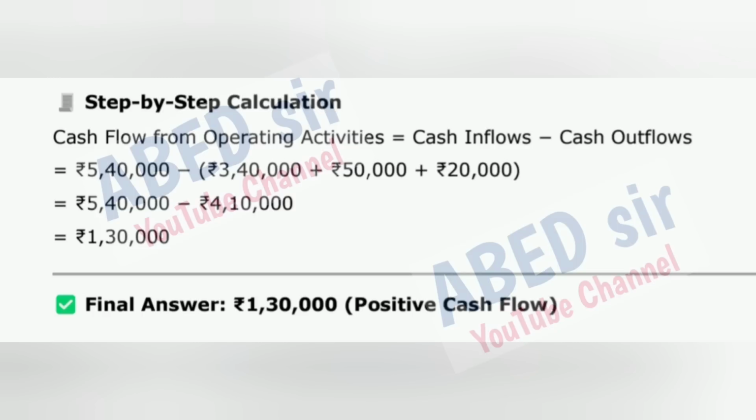Step-by-step calculation. Cash flow from operating activities is equal to cash inflows minus cash outflows. Is equal to 5,40,000 rupees minus 3,40,000 rupees plus 50,000 rupees plus 20,000 rupees. Is equal to 5,40,000 rupees minus 4,10,000 rupees. Is equal to 1,30,000 rupees. Final answer, 1,30,000 rupees. Positive cash flow.